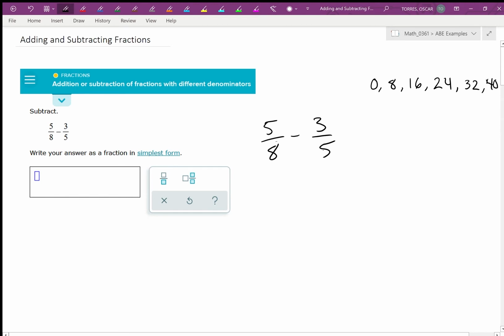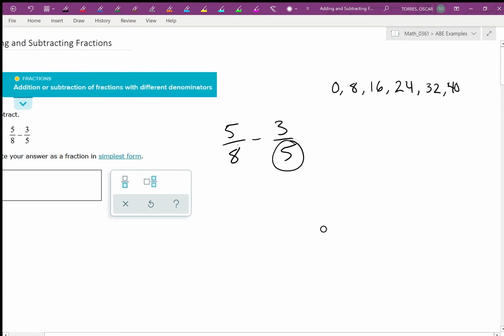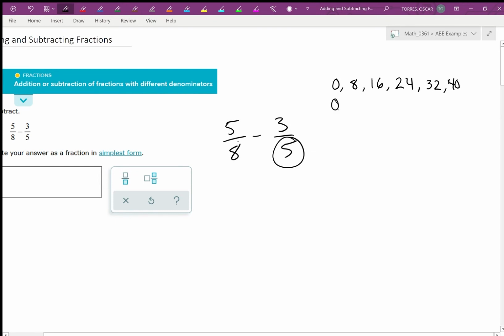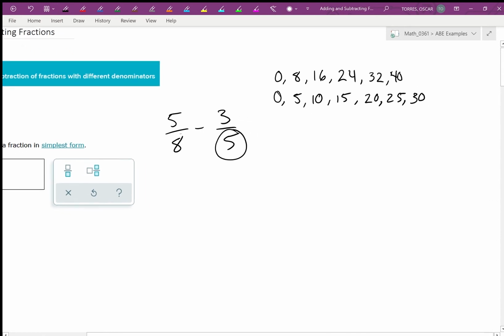Now I'm going to start at the number 5 and I'm going to do the exact same thing. I'm going to start at 0 and I'm going to count by 5. So 5, 10, 15, 20, 25, 30, and we go a little further, and then 35, 40.